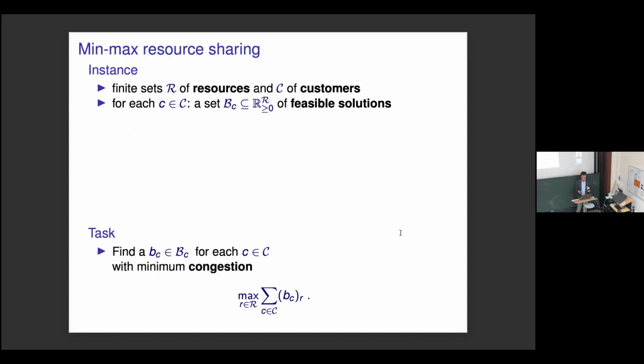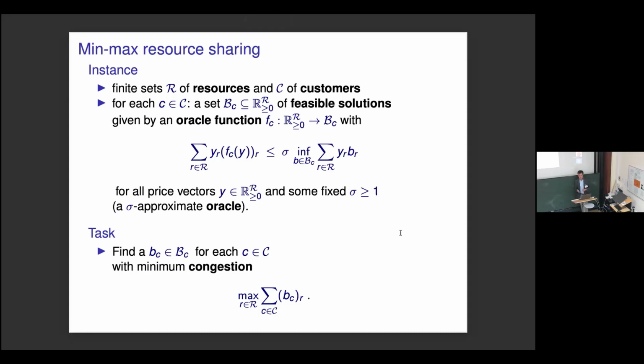We have a finite set of resources. Think of, for example, the edges of our global routing graph. They have limited capacity. And a set of customers. These are the nets. They want a solution. Every customer needs a solution. And so for each customer, we have a set of feasible solutions that would be the Steiner trees for that net, but we haven't got them explicitly, of course. We will not list the Steiner trees. We have access to those by an oracle function that optimizes linear functions. So given a price vector on the resources, so every resource has a current price, then we can find a solution that minimizes the total cost, or at least approximately minimizes the total cost.